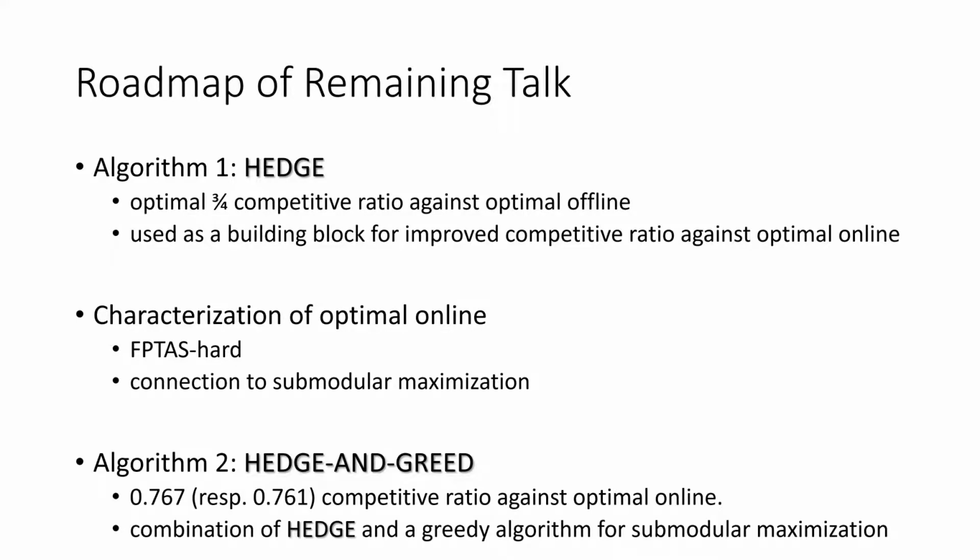And at the end, we will present our second algorithm, which we call Hedge and Greedy. It will achieve a slightly better competitive ratio if we switch the benchmark from optimal offline to optimal online. And this algorithm is basically a combination of the Hedge algorithm, which we describe in the first part, and the greedy algorithm for submodular maximization.